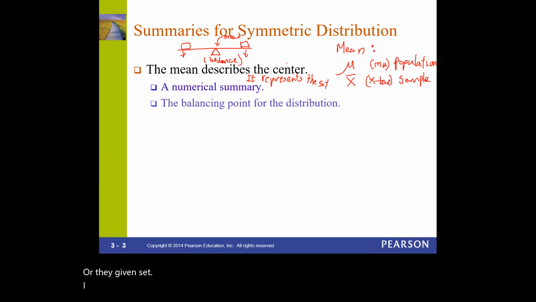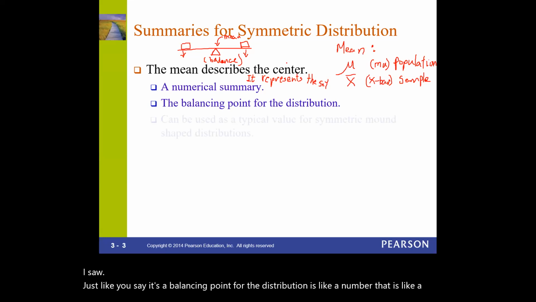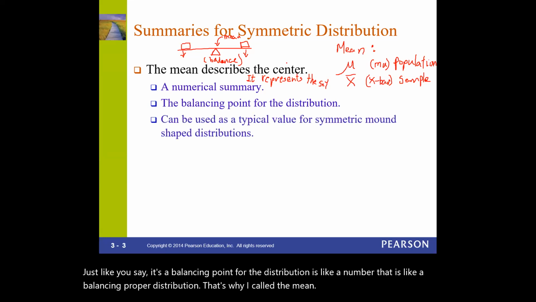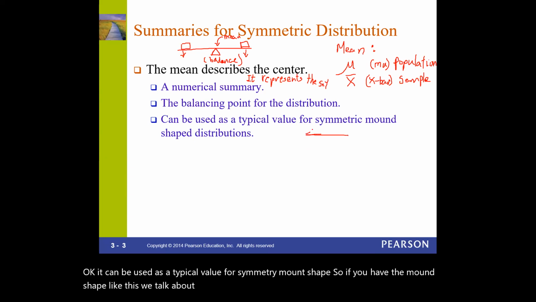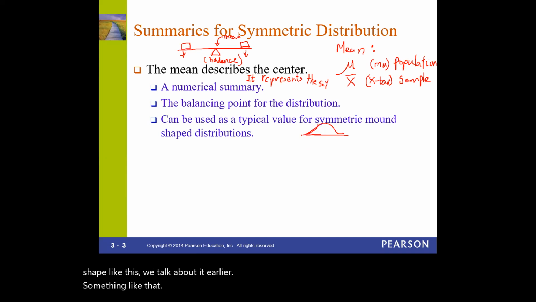Just like we say, it's a balancing point for the distribution. It's a number that is like a balancing point for the distribution. That's why I call it the mean. Okay, it can be used as a typical value for a symmetric, mound-shaped distribution. If you have a mound shape like this, we talked about it earlier, the mean would be something like right here. The mean can also be the center for the mound shape.